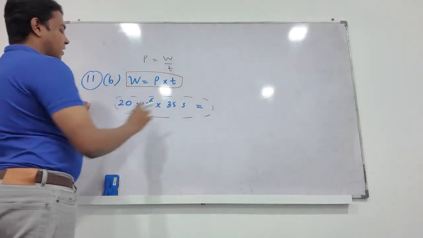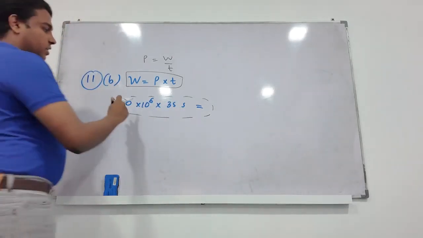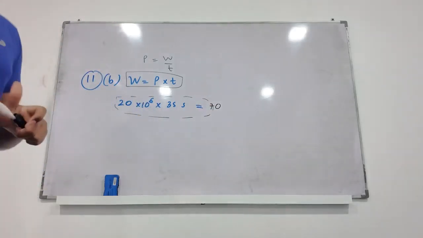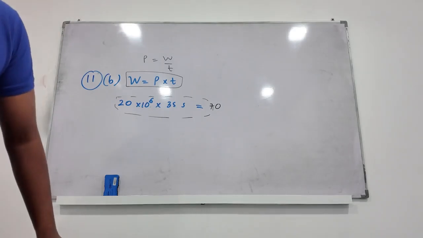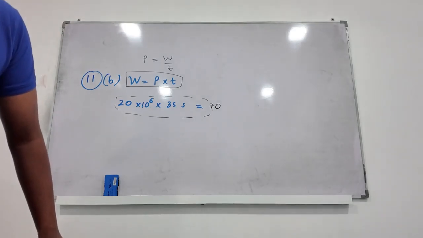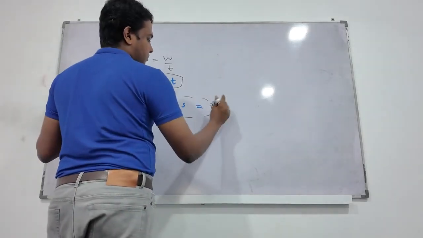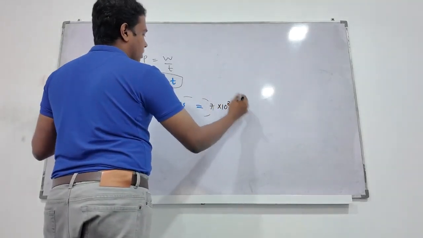Once you do this, you will get the total work done by the train, which is 70 times 10 to the power 6. So 7 times 10 to the power 7. That is the answer. Sorry, 7 times 10 to the power 8 joules.